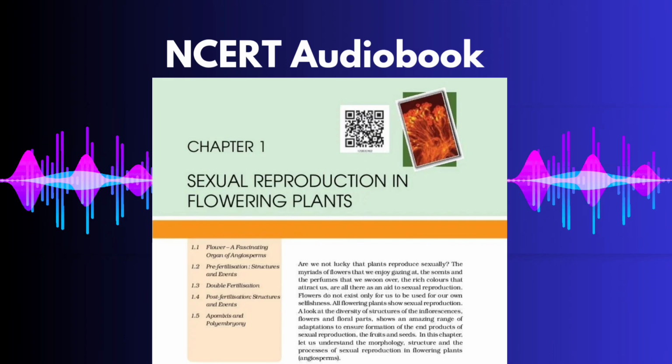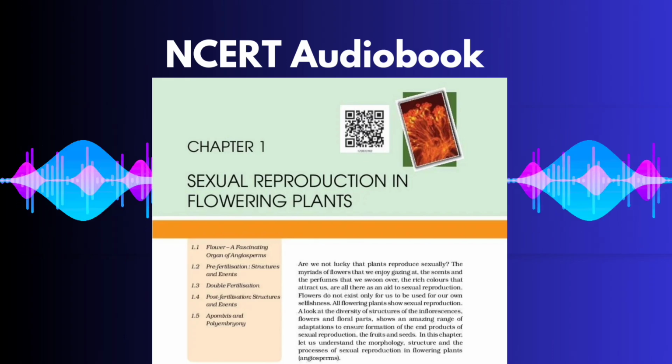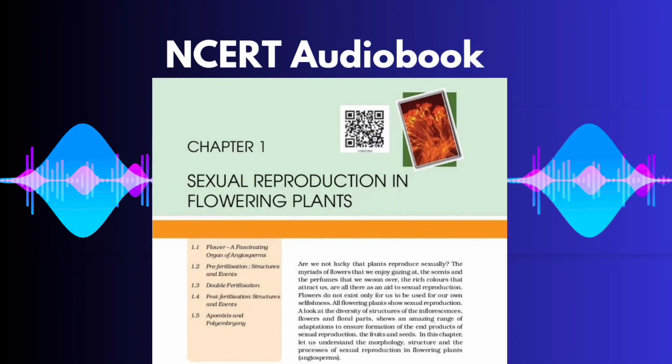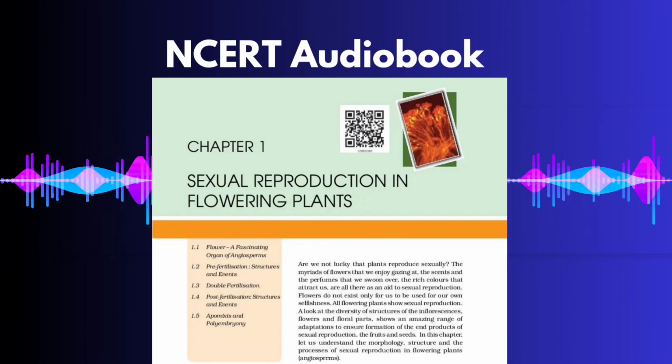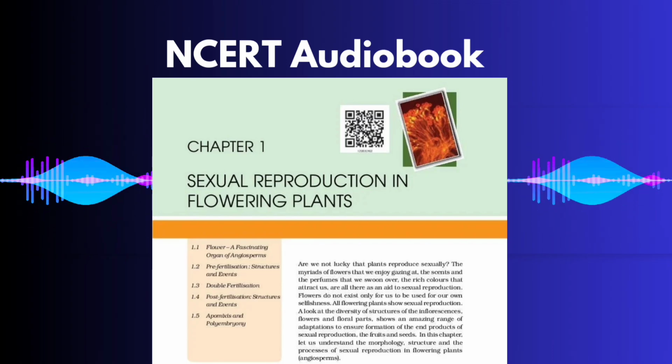More often, as in many citrus and mango varieties, some of the nucellar cells surrounding the embryo sac start dividing, protrude into the embryo sac and develop into the embryos. In such species, each ovule contains many embryos. Occurrence of more than one embryo in a seed is referred to as polyembryony.